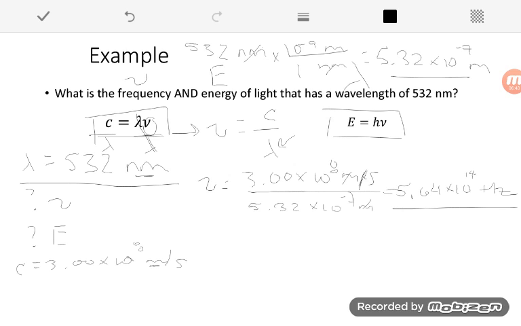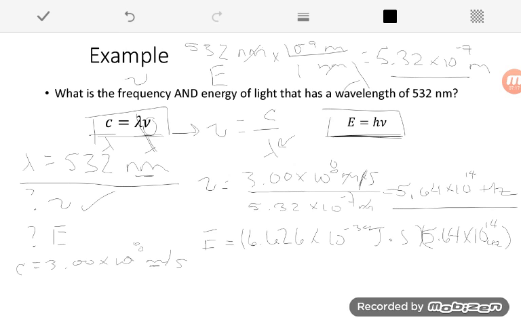So now that I've answered that, I can check it off, and I know that I need to find my energy. Well, now that we have frequency, this is really easy. Energy is just equal to h, which is a constant. h is equal to 6.626 times 10 to the negative 34 joules times seconds. So that's always a constant that'll be given to us, times the frequency that we just calculated, 5.64 times 10 to the 14, and it has these units of hertz.